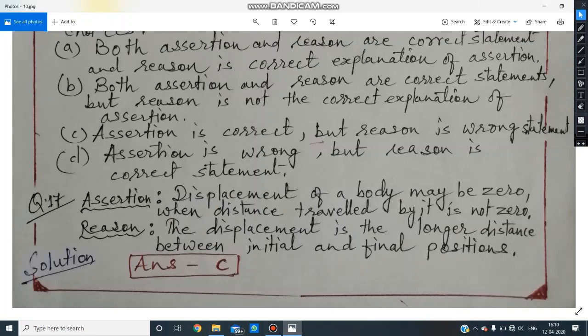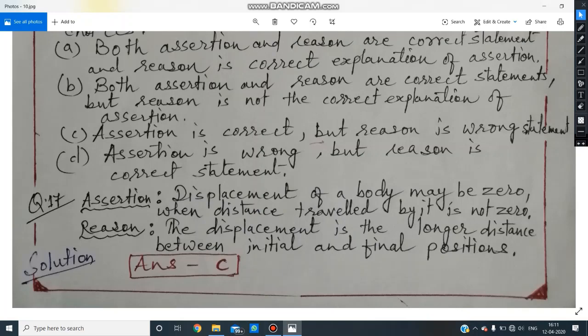The assertion statement is displacement of a body may be zero when distance traveled by it is not zero. Hoping you have read the sentence along with my reading. Moving to the reason statement, the displacement is the longer distance between initial and final positions. Now you have to recall the pre-knowledge, whatever we have shared in the previous video lesson, and even here we have applied it time and again.